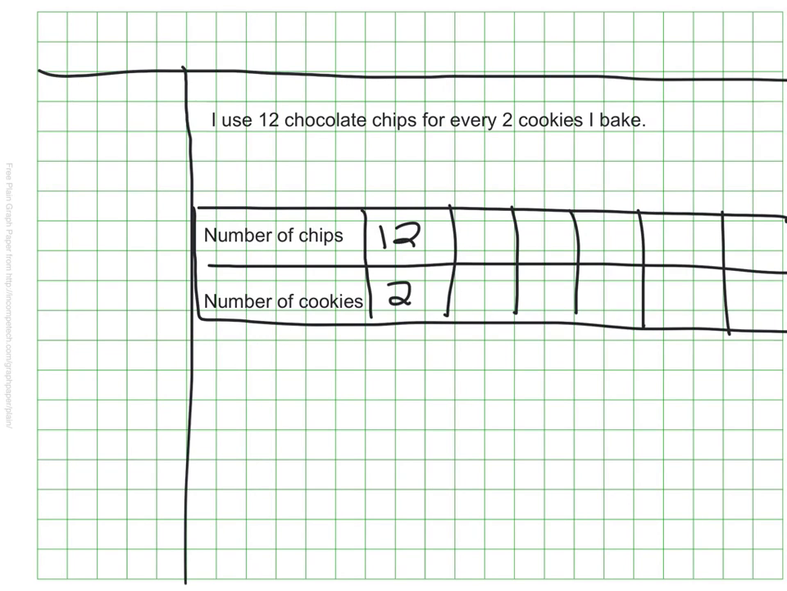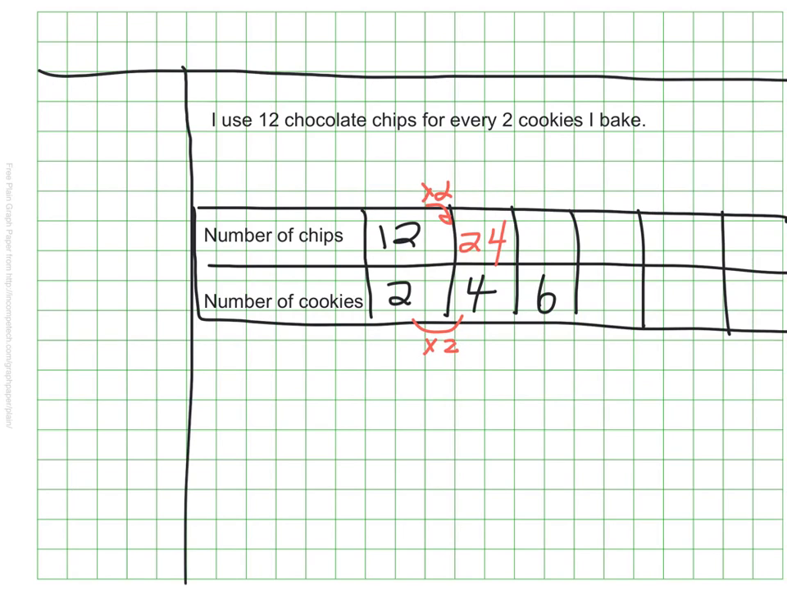So here I've set up my rate table. I have the number of chips on one line and the number of cookies. I can use this in lots of ways. So let's say I know that I want to make 4 cookies. Right? I can use my rate table to say, hey, wait a second, this is twice as many cookies, so I'm going to use twice as many chips. So I would put a 24 right there.